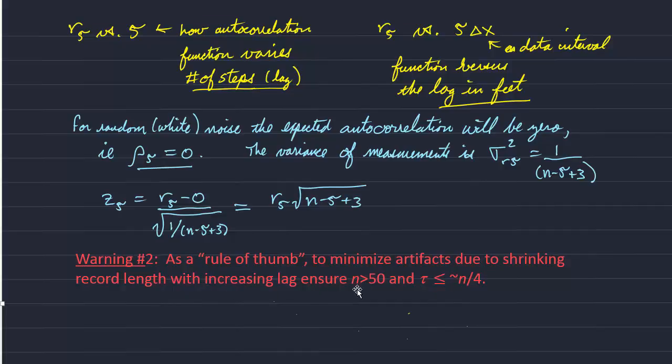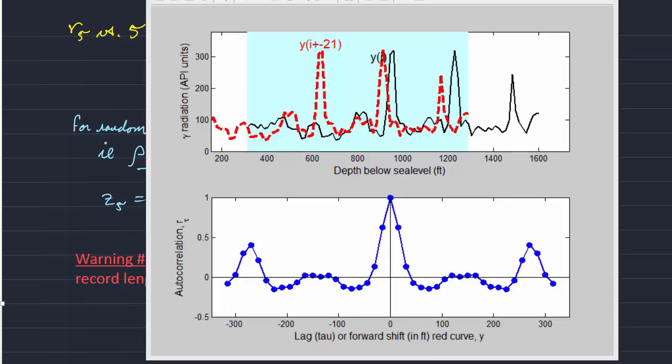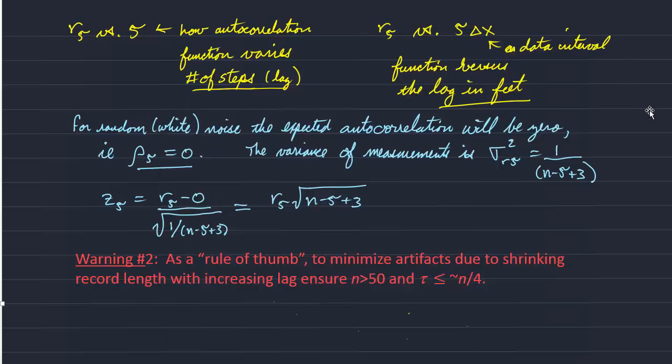A good rule of thumb is to ensure that the total record length is greater than about 50 and that tau remains no larger than a quarter of that record length. So in the example that I've shown, I believe the record length is close to 100 points. So we meet the greater than 50 criterion, and I've specified the maximum lag to be a quarter of n. So I've met both criteria in the analysis so far.